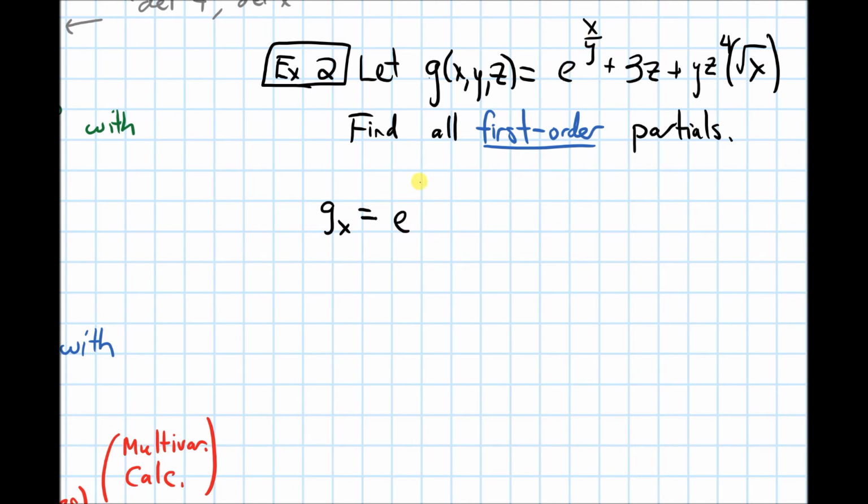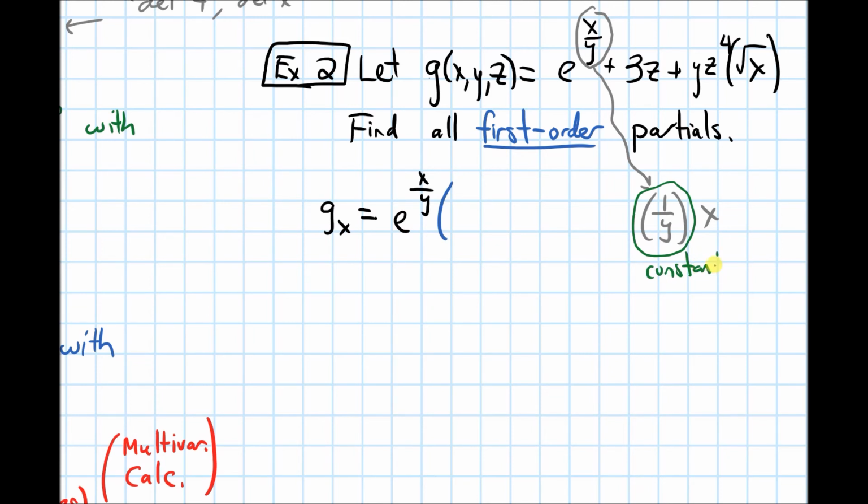We'll get e to that stuff, x over y, times the derivative of the exponent. And to deal with this exponent, I can actually avoid quotient rule if I keep in mind that we're taking the partial with respect to x, which means y gets treated as a constant. So I can rewrite this fraction and move that y to the front and get 1 over y in front times x, because now the 1 over y gets treated as a constant.